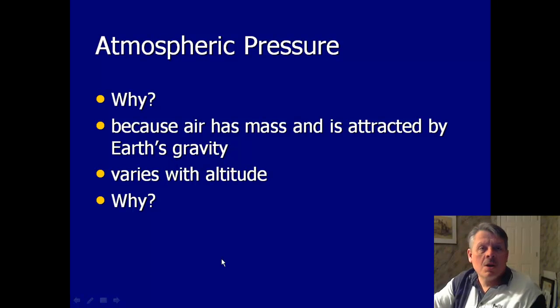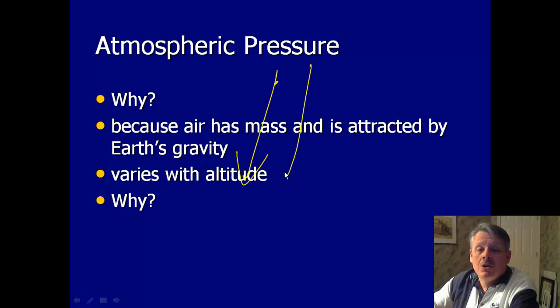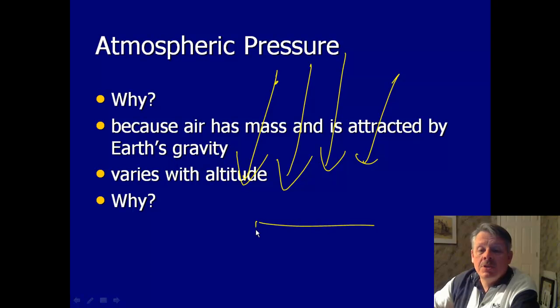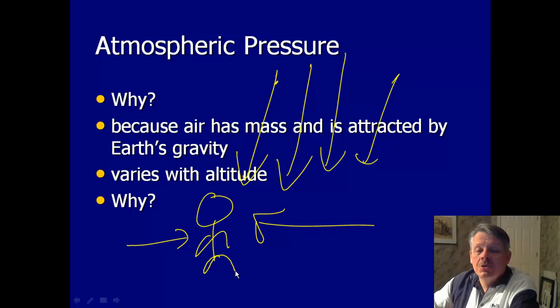Where does this come from? Well, it comes because air has mass, and it's attracted to Earth's gravity, and it's all above us. And it's pushing down on our heads all the time, and on our bodies, we have all of this air pressure. Remember that the gas molecules are going in every direction. So when we're standing here, we have air pressure pushing on us in all directions.